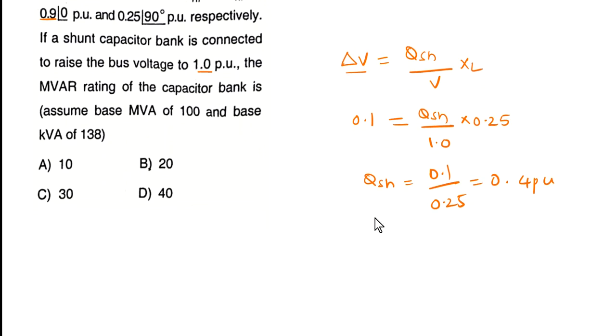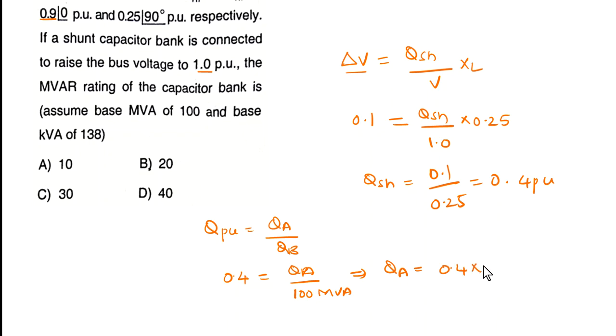So we want to convert this value into actual value. Okay, so what is the formula? So anything Q per unit is equal to Q actual value by Q base value, right? So Q per unit, you know what is that, 0.4, which is equal to Q actual value divided by base value is 100 MVA. So from this, Q actual value is equal to 0.4 into 100 MVA is nothing but 40 MVA is the answer here. So answer will be D here.